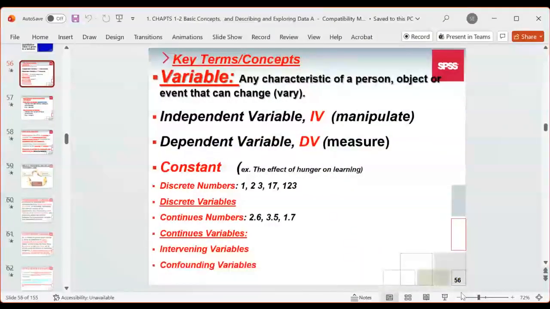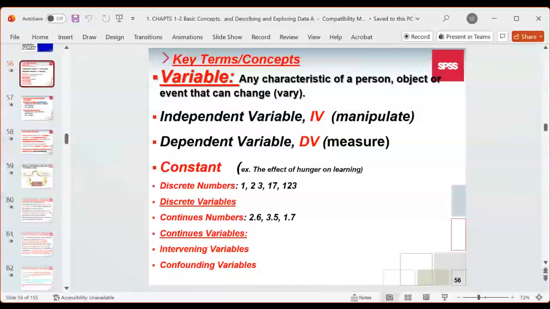Variable that you choose, once again, you need to know the difference between these variables. The main two variables that you will be using in your research are independent variable, IV for short, and dependent variable, DV for short. One word definition that if you don't know, you must know by now: the IV is the variable that we manipulate, and DV is the variable that we measure.